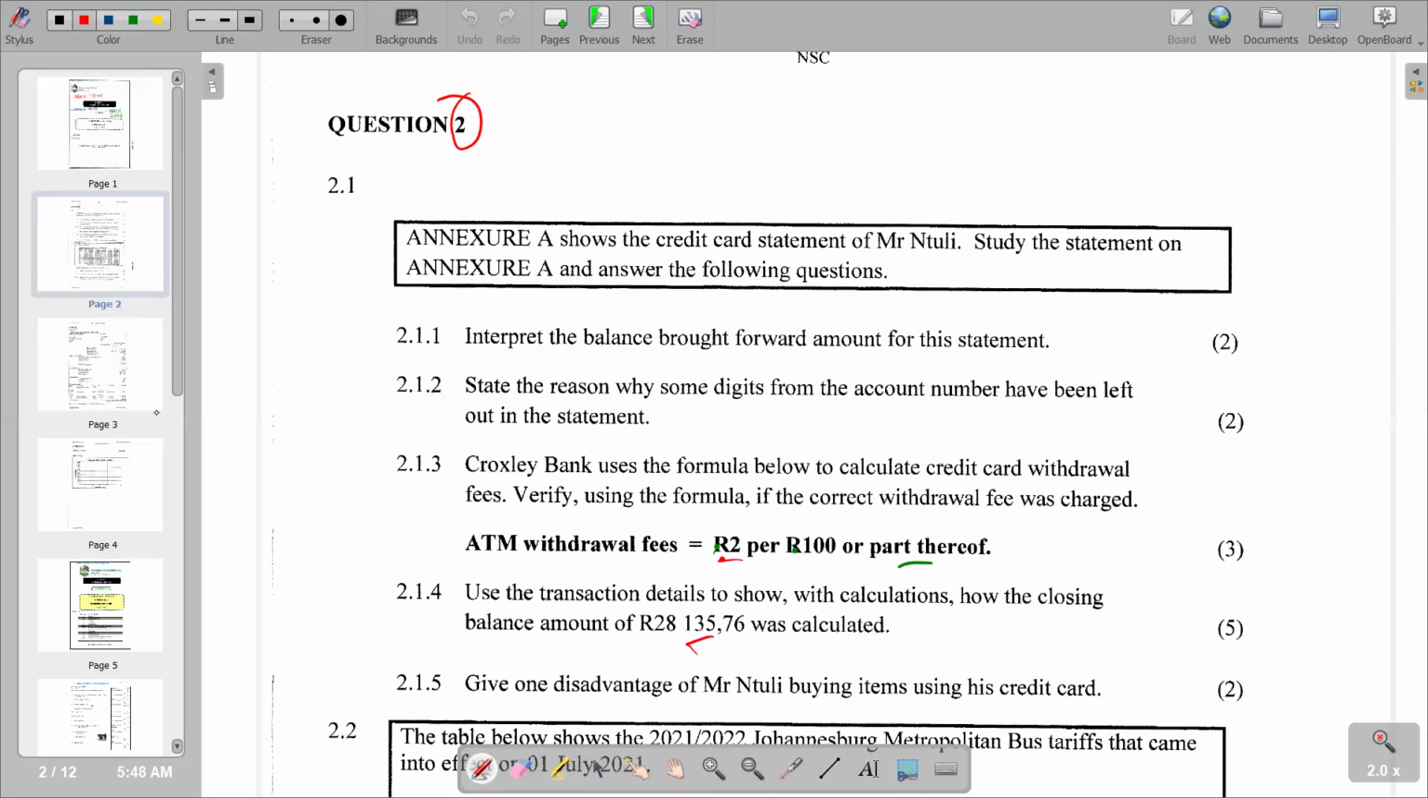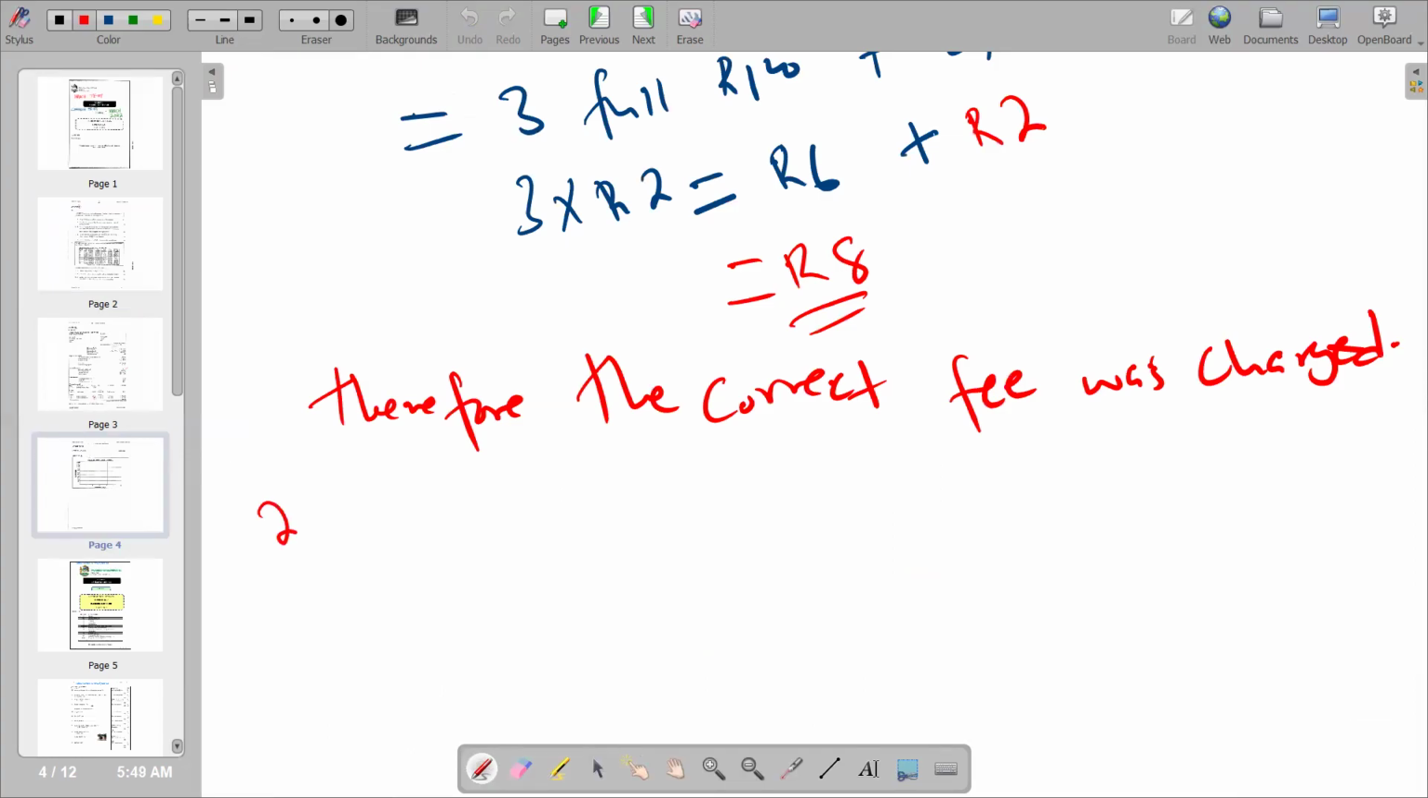So the formula that we are going to use on that part, 2.1.4, is we are going to find the total credit. We are just going to say the total debit, and then we subtract total credit. So basically, we can start by finding the total credit that we have.